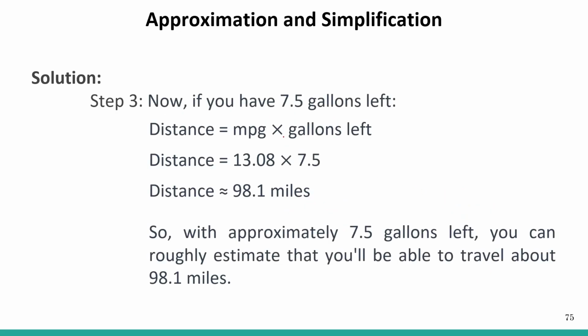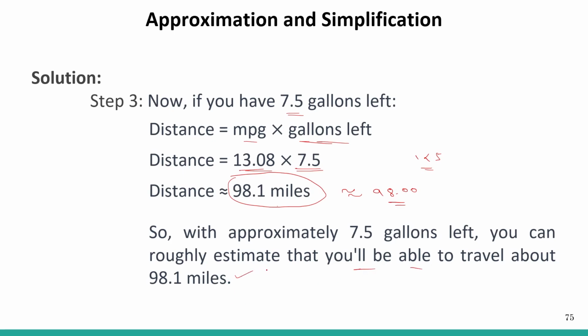Now if you have 7.5 gallons left, then MPG into gallons left is 13.08 into 7.5, which will be equal to 98.1. So approximately it will be equal to 98.00 miles, because 1 is less than 5, so we approximate it to 98. So roughly estimate that you will be able to travel about what?